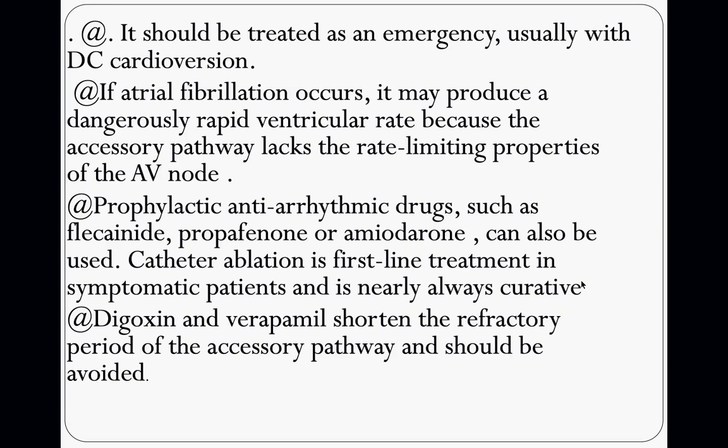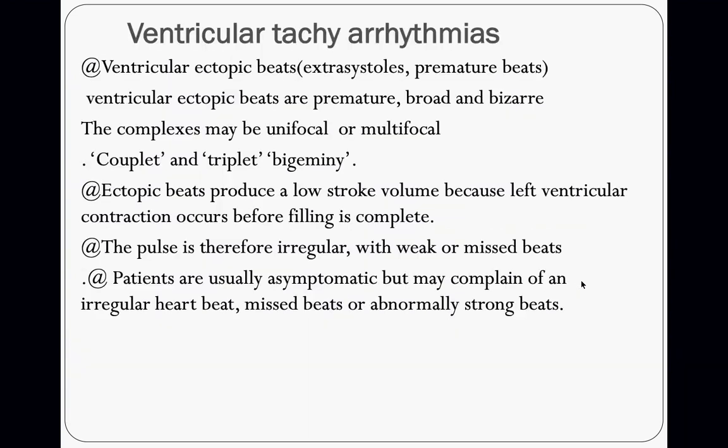So, if you see in the resting ECG a short PR interval and slurring of the upstroke of the QRS complex, digoxin and verapamil should not be given to the patient. Instead, we use other antiarrhythmic drugs such as flecainide, propafenone, or amiodarone. Next slide, please. Now we finish the supraventricular arrhythmias. Now we talk about the ventricular tachyarrhythmias.